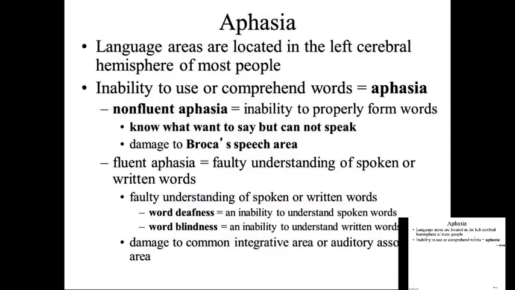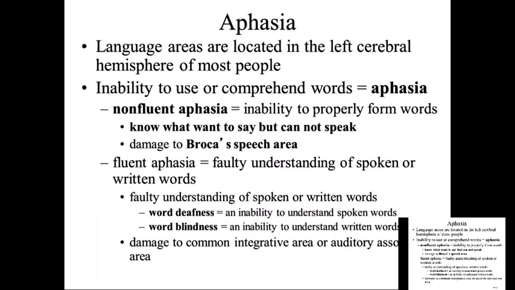Aphasia. We're talking about speaking now. Language areas are located in the left cerebral hemisphere for most people. They do testing for this, of course, to ensure that that's the case. The inability to use or to comprehend words is called aphasia. There's non-fluent aphasia, which is the inability to properly form words, right? You know exactly what you want to say, but you just can't say it. That's usually damage to Broca's speech area. There's fluent aphasia, which is the faulty understanding of the spoken word.